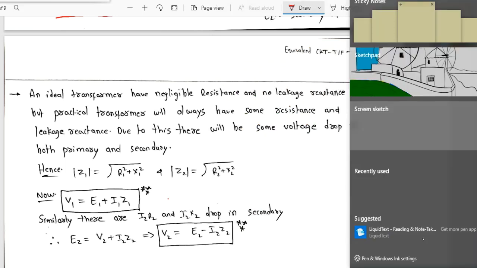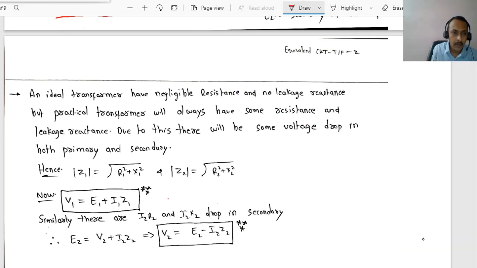V1 is equal to E1 plus the drop across both resistor and reactance, I1 Z1. V1 equals E1 plus I1 Z1. Similarly, the voltage V2, voltage across load, will be equal to induced EMF on the secondary side minus drop, E2 minus I2 Z2. These two equations are very, very important. Clear?